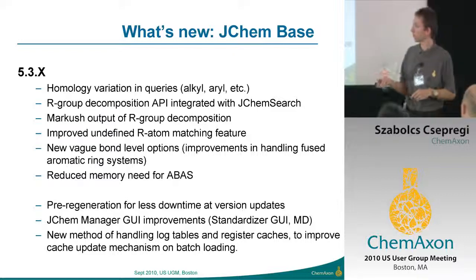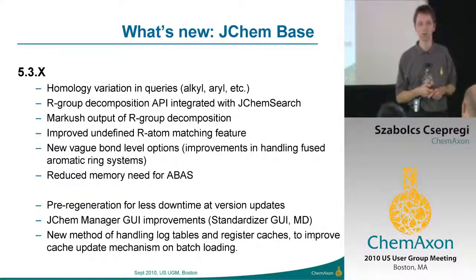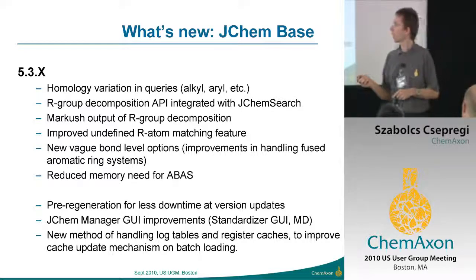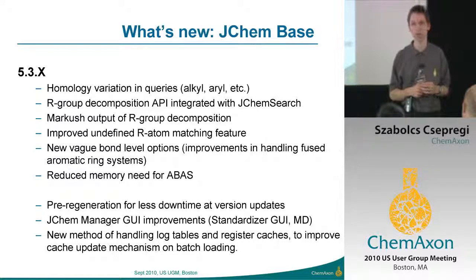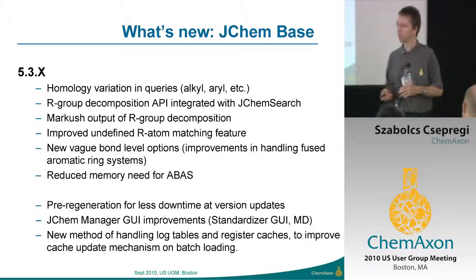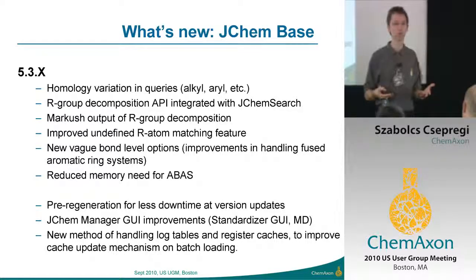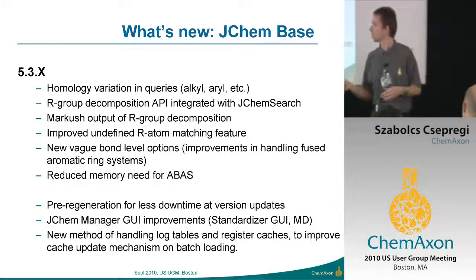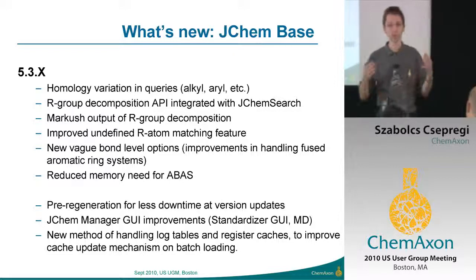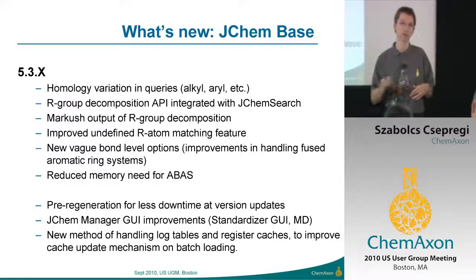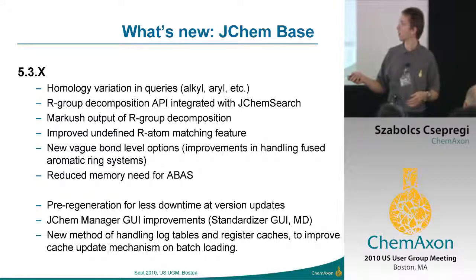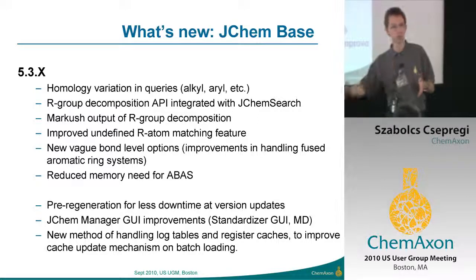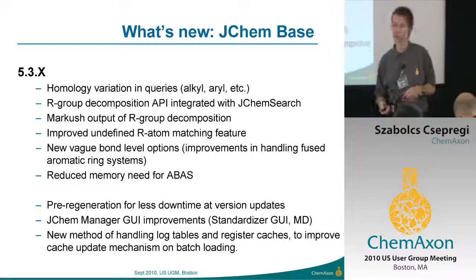On the IT side, we have added several other improvements. For example, now we allow a batch pre-regeneration of chemical indexes and JChem tables. This is useful for the support people to reduce the downtime during version upgrades. So when a new JChem version comes out, now in batch mode, it is possible to regenerate the tables while the old system is still running. And then when the tables are regenerated, the switch can be done in an instant, basically.